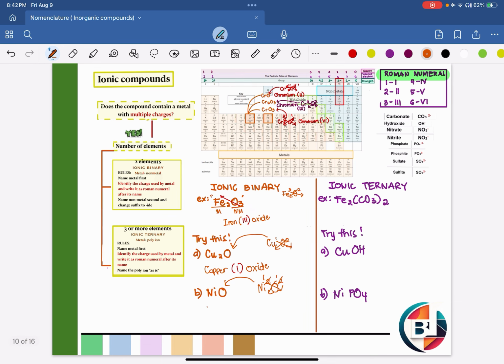So that will tell us to name Ni as nickel, emphasizing the charge used would be 2, and the nonmetal should be changed to IDE, so I would be having oxide. That is how you're going to name a binary compound.